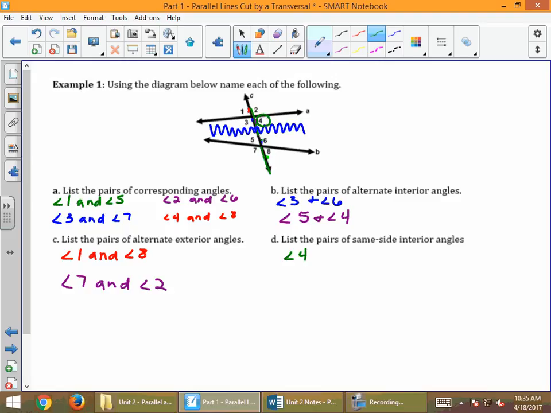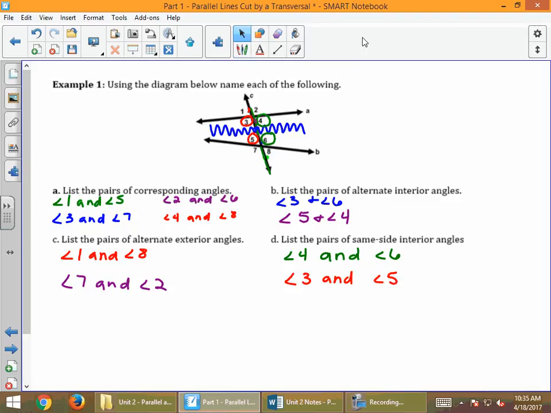And then same side interior, remember, are on the same side of the transversal and inside. So the one that's on the same side is 4. And then it's inside is angle 6. Okay. And then that leaves you with the other 2, 3 and 5. They're both inside and on the same side. So you say angle 3 and angle 5 are same side interior angles.